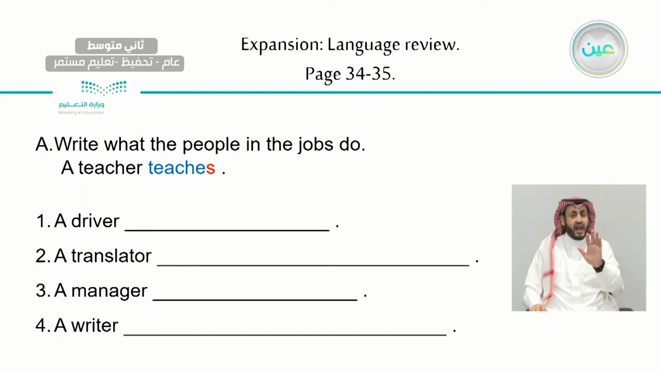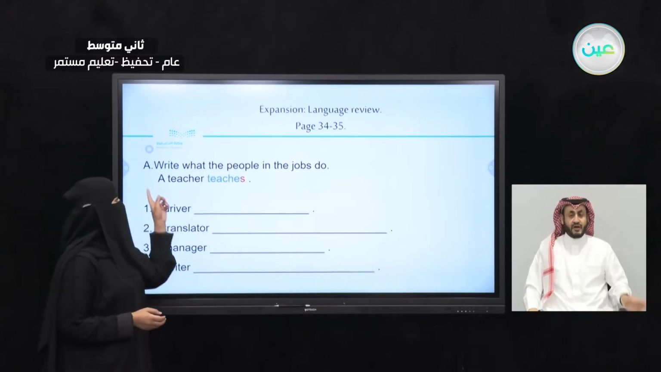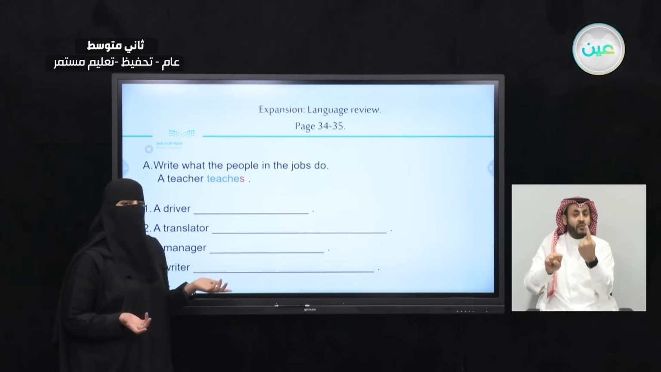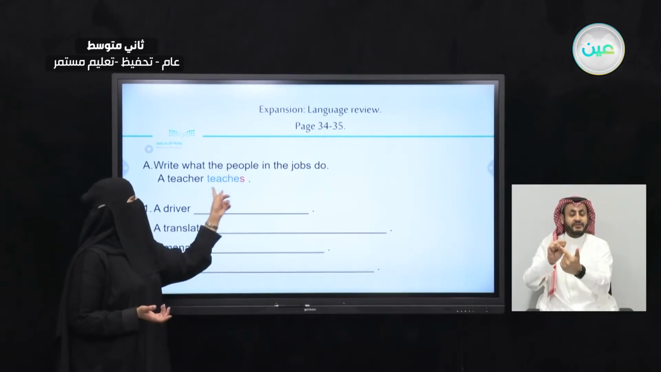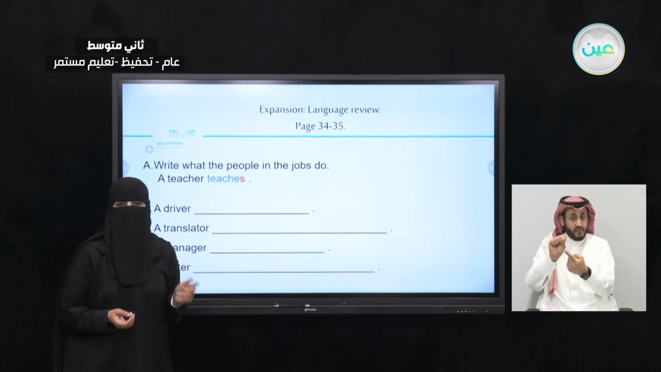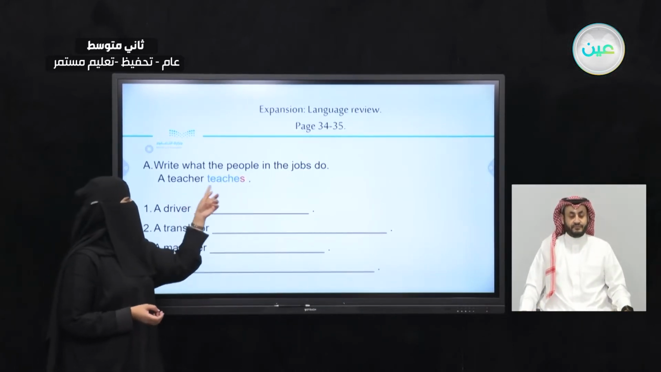Now, let's take a look at examples. Do you remember when we talked about jobs? Let's take a look here. I want you to write what the people in these jobs do. Here we have an example. A teacher teaches. A teacher, this is the name of the job. So what does the teacher do? Teaches. Here we have s. It's the verb plus the s. This is what the teacher is doing.